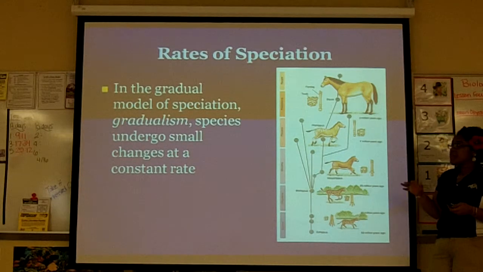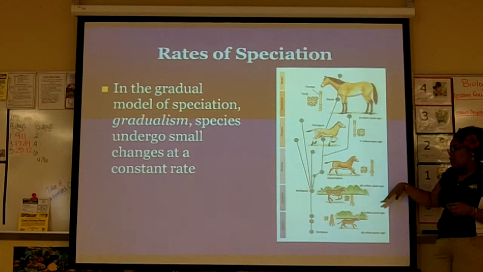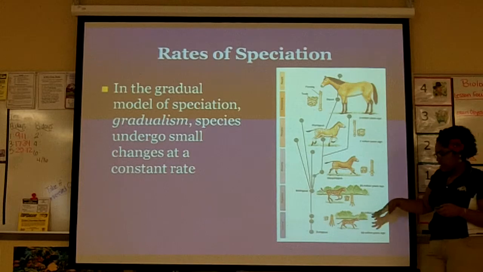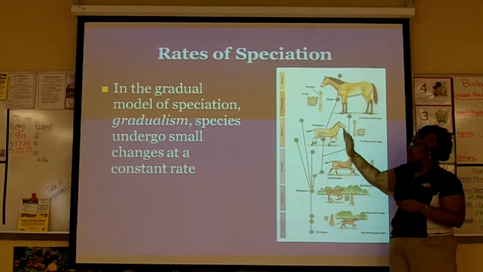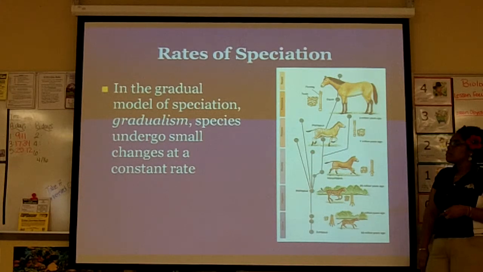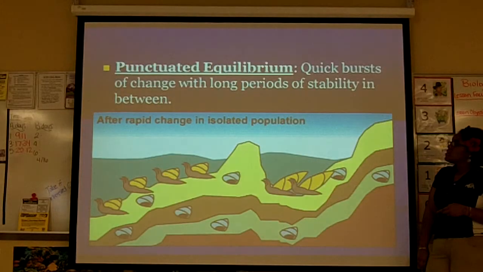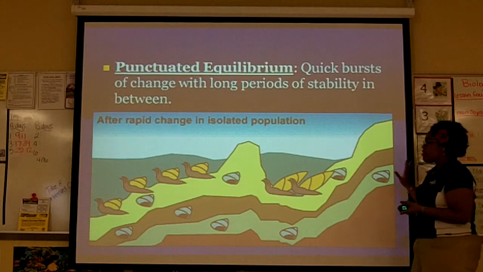And then rates of speciation. There are different models of speciation, one being the gradual model, which we call gradualism, saying that over time, small changes are made at a constant rate. So it's like, okay, here, then here, then here. Small changes, a relatively constant rate. Then you have punctuated equilibrium, where you have quick bursts of change, and then long periods of stability.